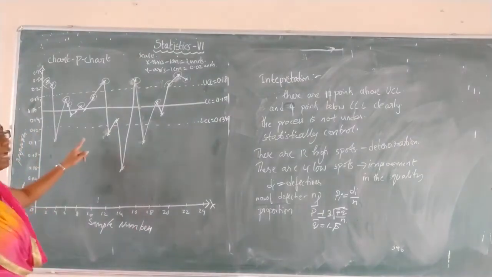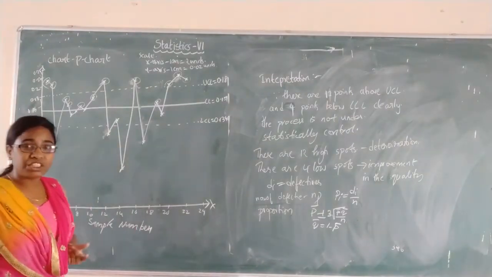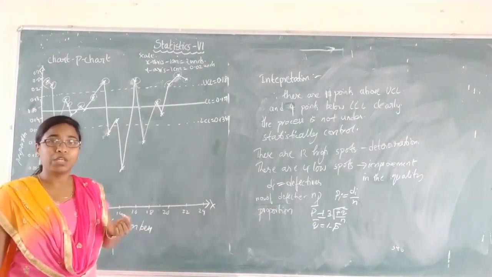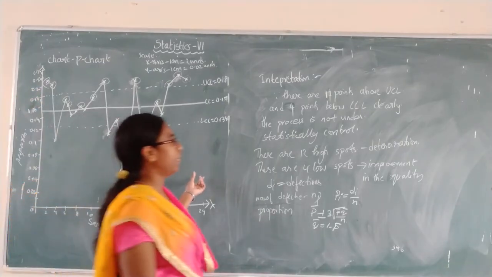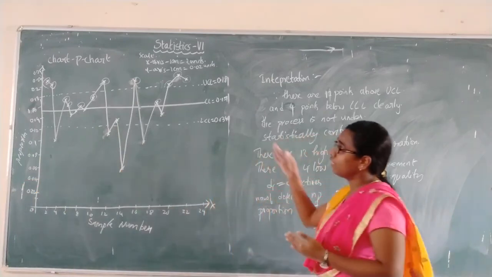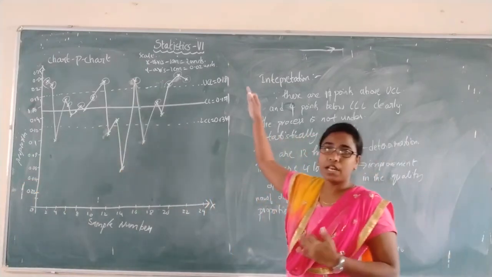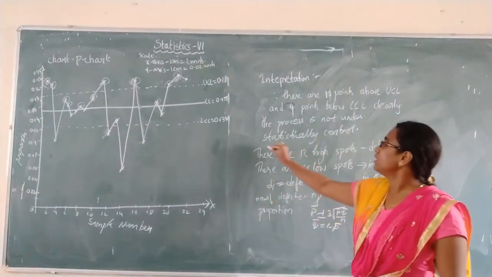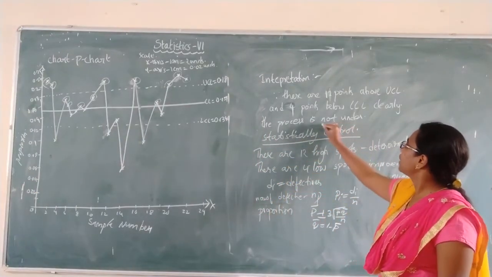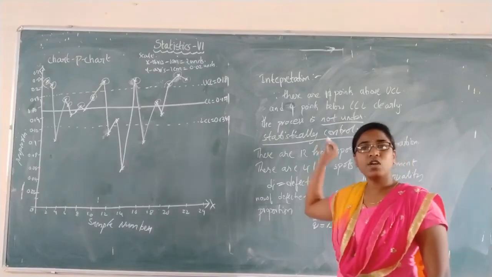After that, the PI values. Since it is a P chart, only the P values should be plotted. So for the corresponding samples, you have to find the P values. Those P values you will be plotting on the graph and make an interpretation. In this case, many points are above UCL and some points are below LCL. So the process is not statistically controlled. So it is not under control.